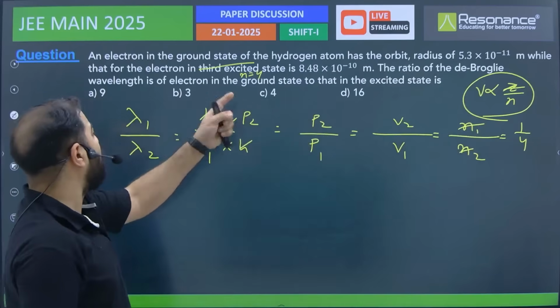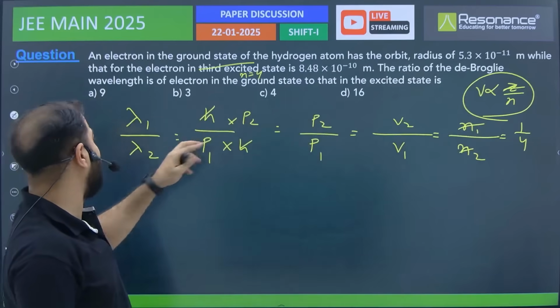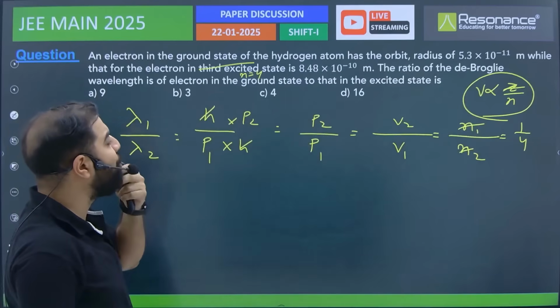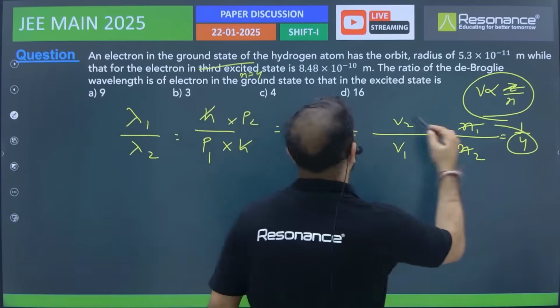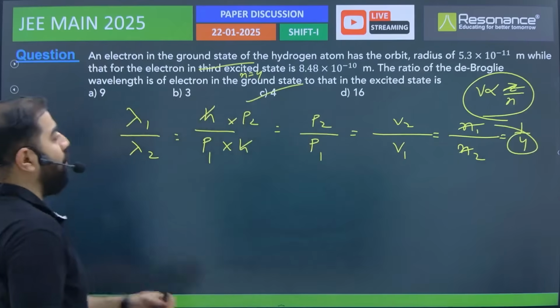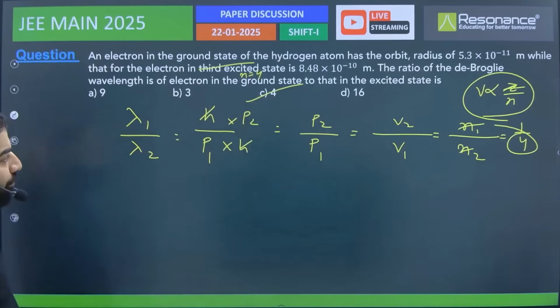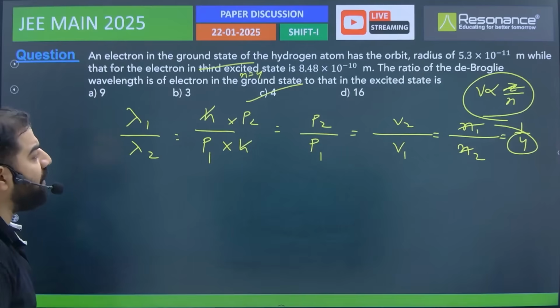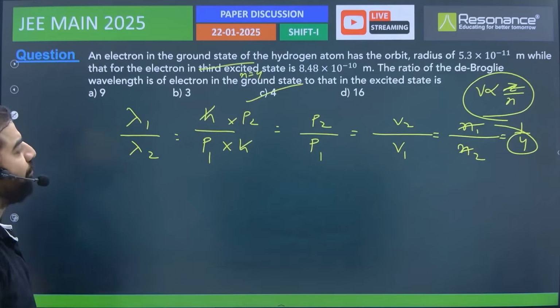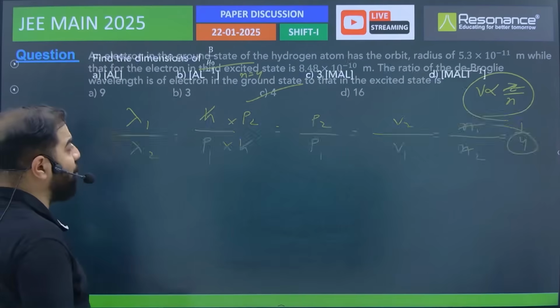So what is the ground state? Ground state is N equal to 1 and the excited state is N equal to 4. So we can see it's 4. Ratio ulta le liye, lambda 2 by lambda 1 hoga, so that will be the answer 4, right? The ratio of de Broglie wavelength of the electron in the ground state to that in the excited state is 4. Okay? Let's go for the next question.